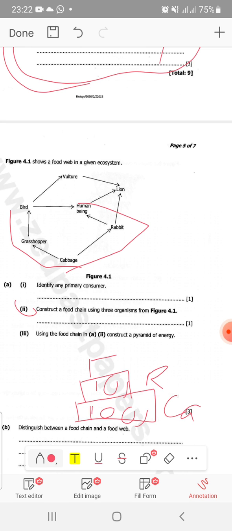And then the last trophic level will only have 1 joule of energy, and this is going to be a lion. So this is a pyramid of energy. It shows the energy present at each trophic level.